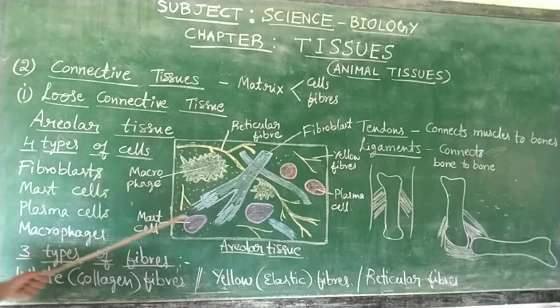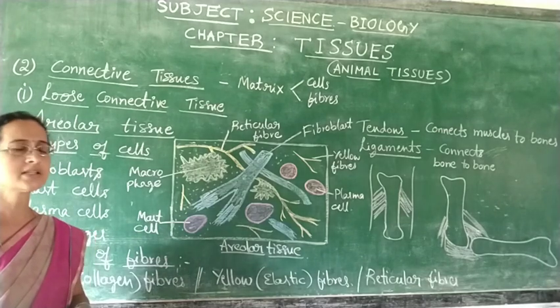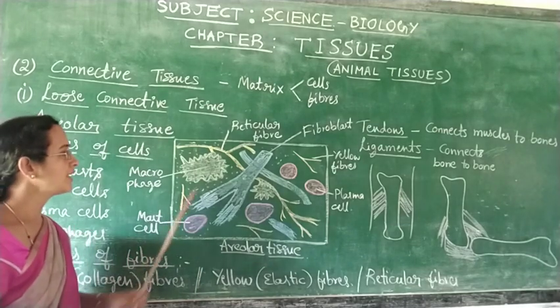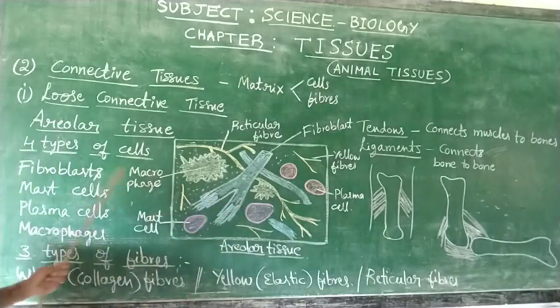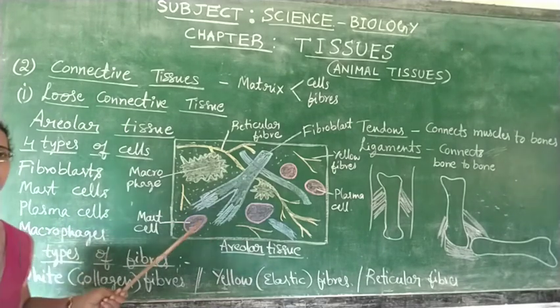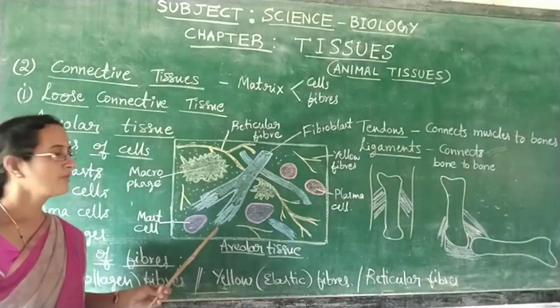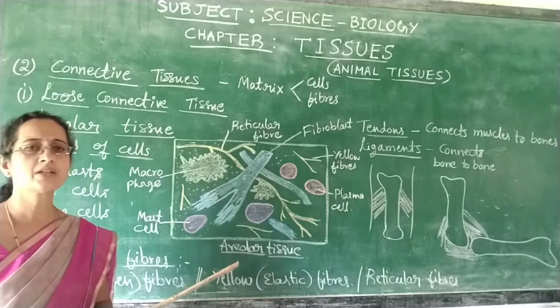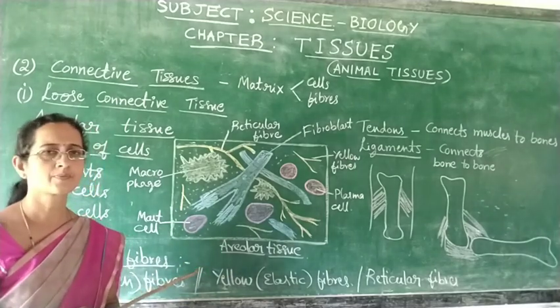When you take a soft tissue present under the skin, that is areolar tissue. We find 4 different types of cells along with the fibers: fibroblast, mast cells, plasma cells and macrophages. So these 4 cells help in giving immunity to our body, and whenever tissues are damaged, they help in the repairing of those tissues.